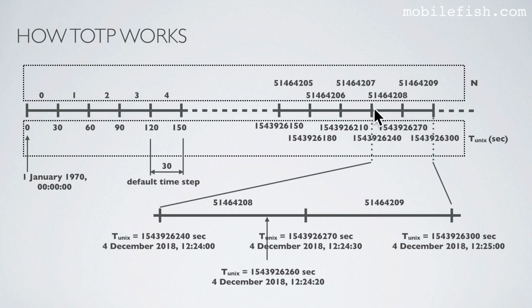If we focus on this area, then this line represents 4 December 2018, 12 hours, 24 minutes, and 00 seconds, which has this Unix time. This line represents 4 December 2018, 12 hours, 24 minutes, and 30 seconds. This is a 30-second time step. And this line is 4 December 2018, 12 hours, 25 minutes, and 00 seconds. And this is the corresponding Unix time. Again, the time step is 30 seconds. So in this time step, the value n is this value. And in this time step, the value n is this value. So 4 December 2018, 12 hours, 24 minutes, and 20 seconds has this value n.